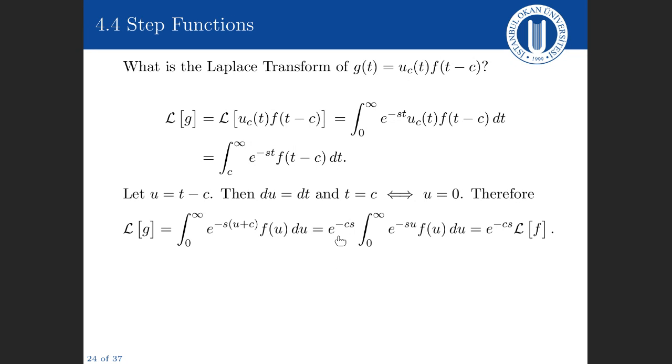We can take a factor of e to the power minus cs outside the integral, and then we have the integral from 0 to infinity, e to the power minus su f of u. But of course, this is just the Laplace transform of f. So we have that the Laplace transform of g is e to the power minus cs, Laplace transform of f.